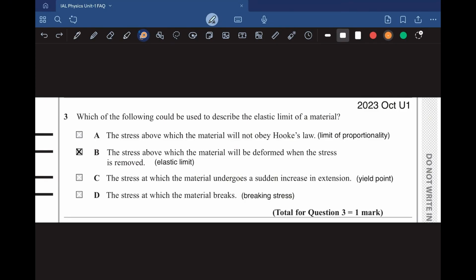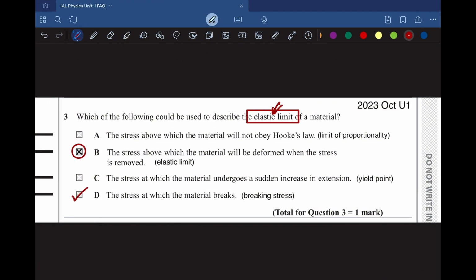Which of the following could be used to describe the elastic limit of a material? So the question is talking about the elastic limit. It is talking about the elastic limit. So our answer should be specifically regarding the elastic limit, nothing else. Here you can see our answer is part B. Why is our answer part B and not A, C, D?